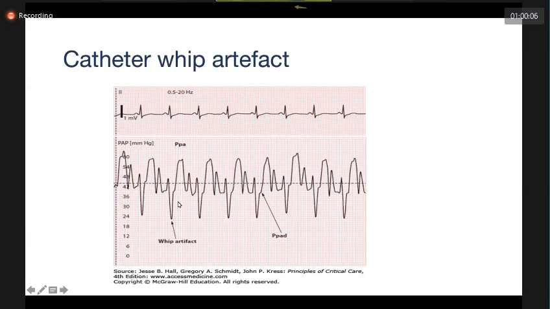To avoid that, if you are using a balloon flotation catheter, inflate the balloon. If you don't inflate, it will jump. If you are using a non-balloon flotation catheter, you have to go a little bit distally to avoid this movement.